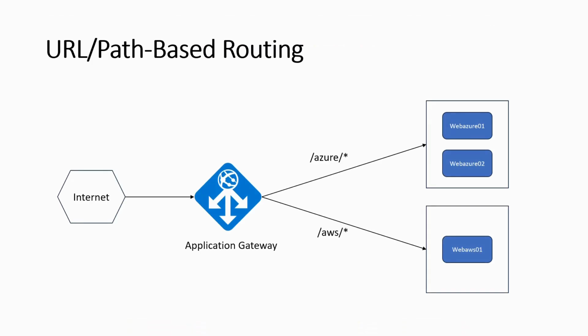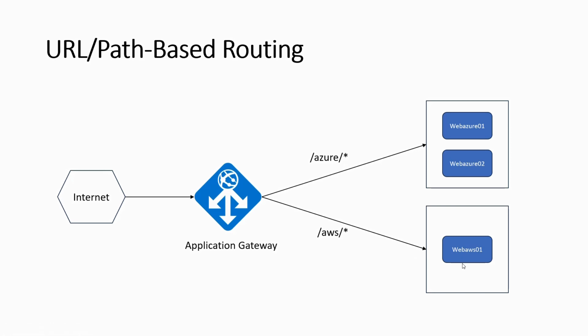Now let's move on to the path-based or URL-based routing. Till now, when a request comes to the front-end IP of the application gateway, it gets directly routed to the backend pool. But in the case of path-based or URL-based routing, the application gateway will smartly check the URL in the request header and then decide which backend pool it should go to. So as in this lab, if the URL has Azure in it, then it will go to the Azure backend pool. And if it has AWS in it, then it will go to the AWS backend pool.